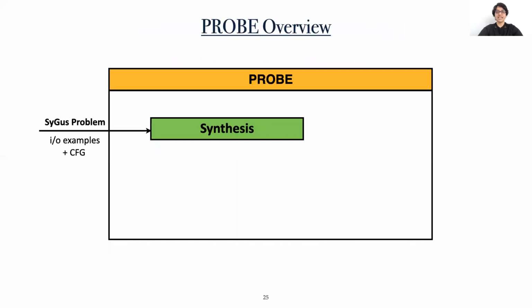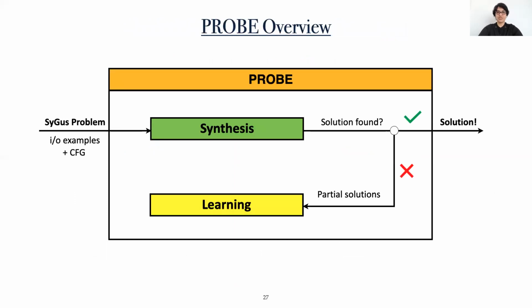We implement our technique in a tool called Probe that takes as input a SyGuS problem that consists of input-output examples and a context-free grammar. If the synthesis component finds a solution, we return it to the user. If it doesn't find a complete solution, but finds partial solutions that satisfy a subset of examples, these are fed to the learning component, which updates the PCFG on the fly, and Probe restarts search using the updated PCFG.